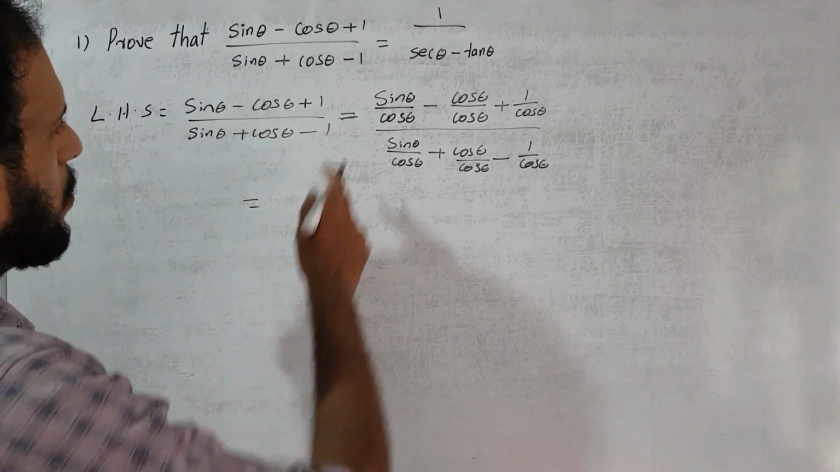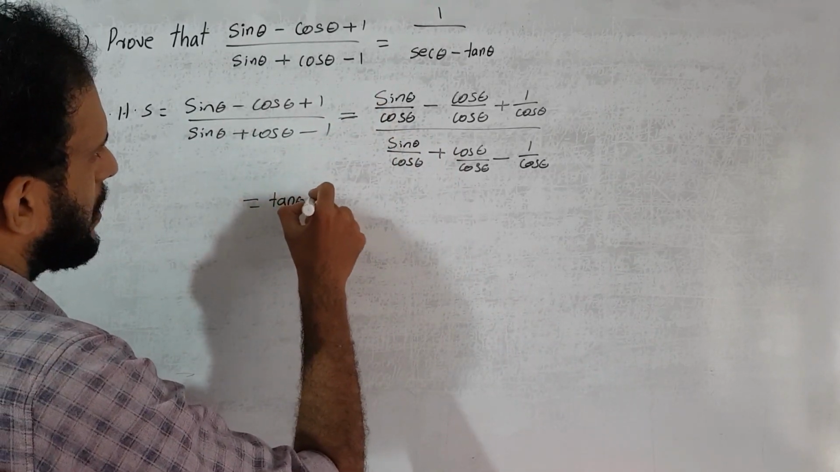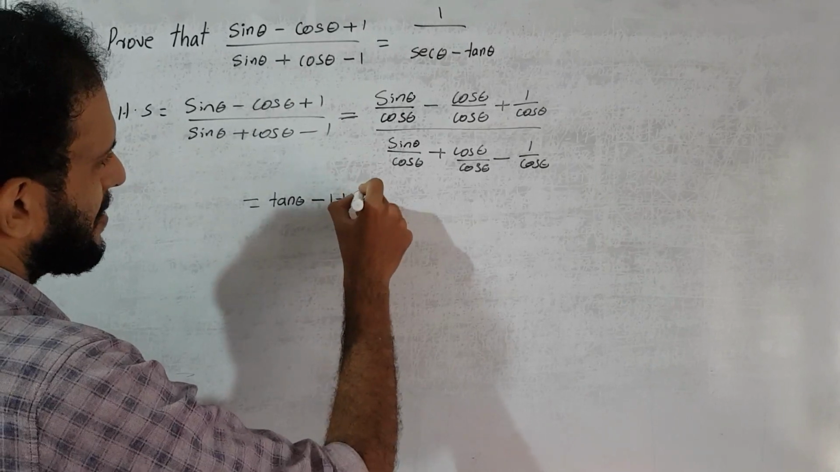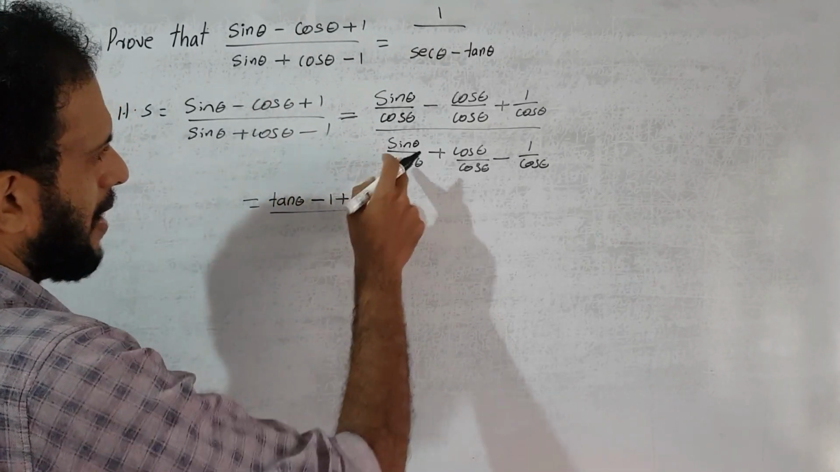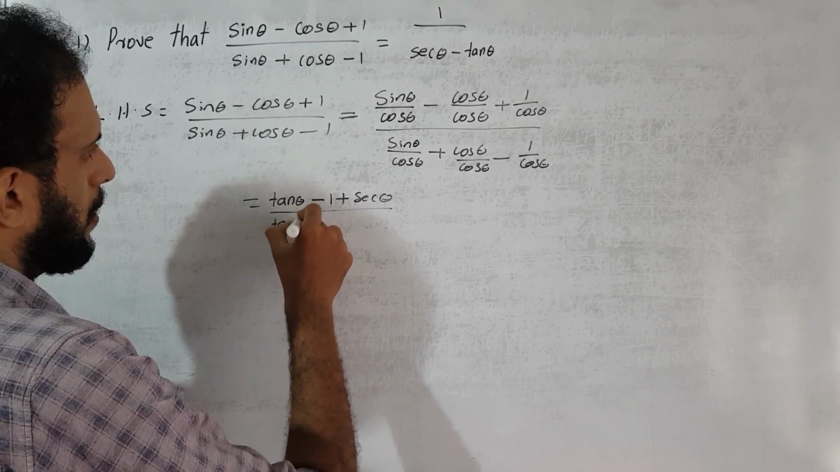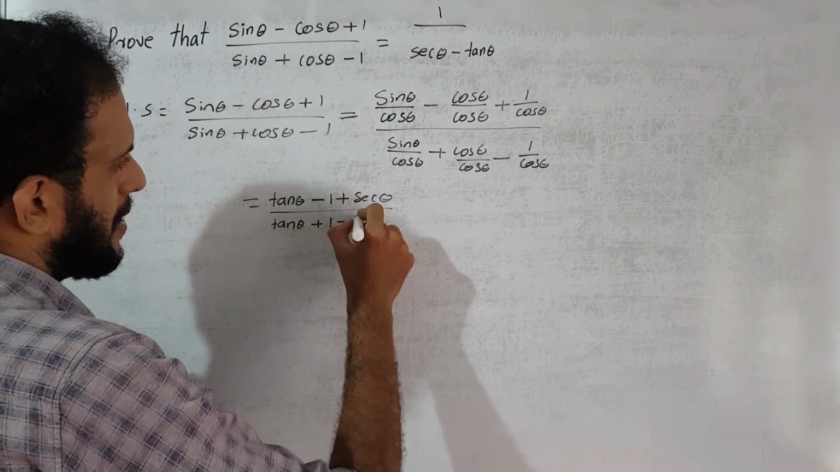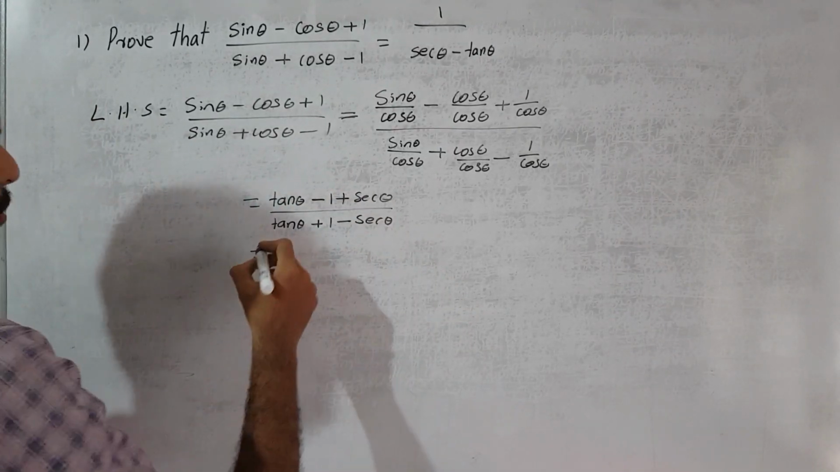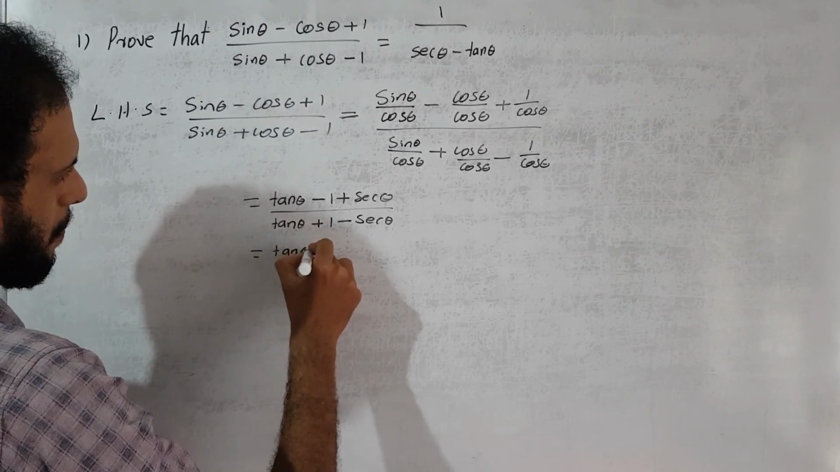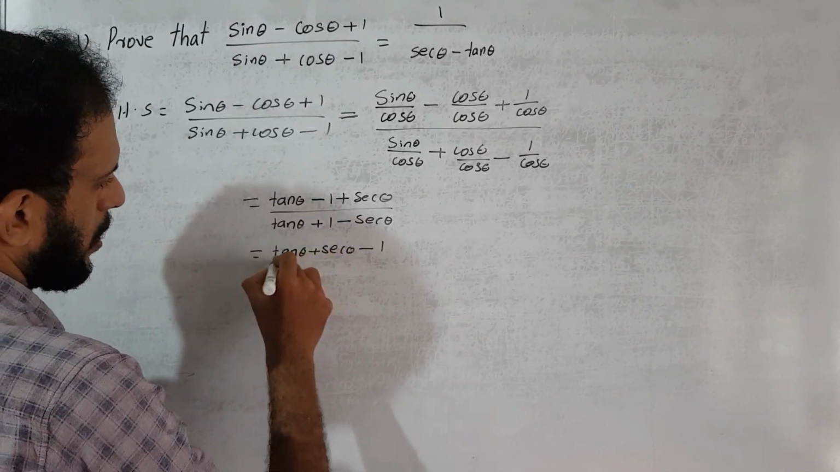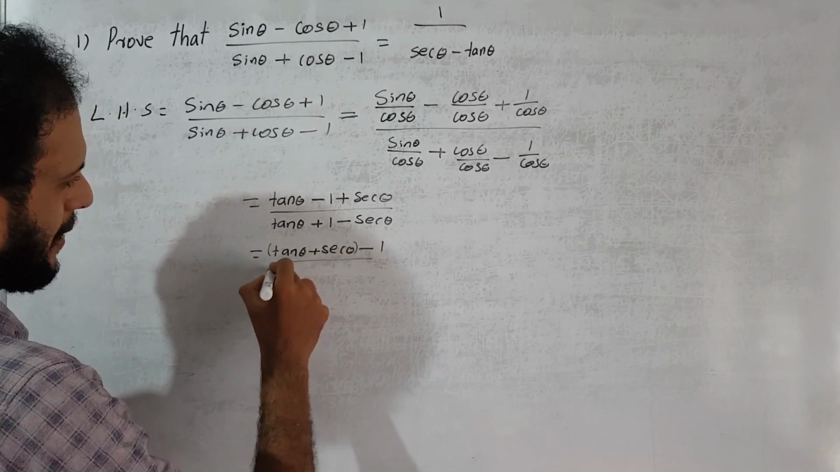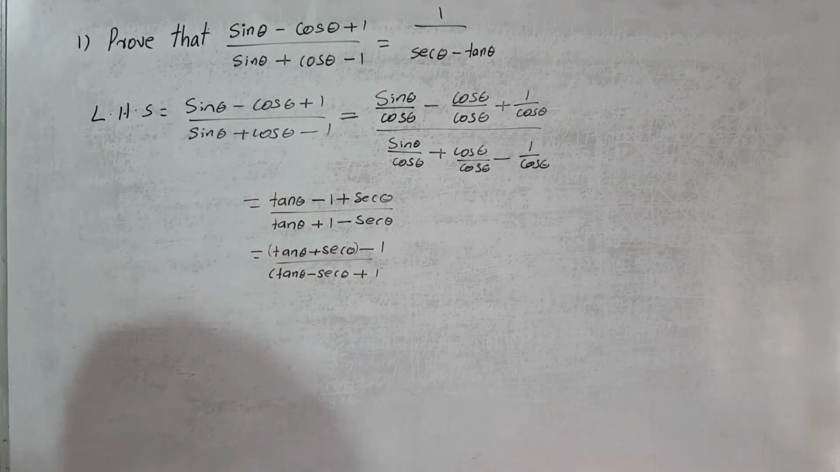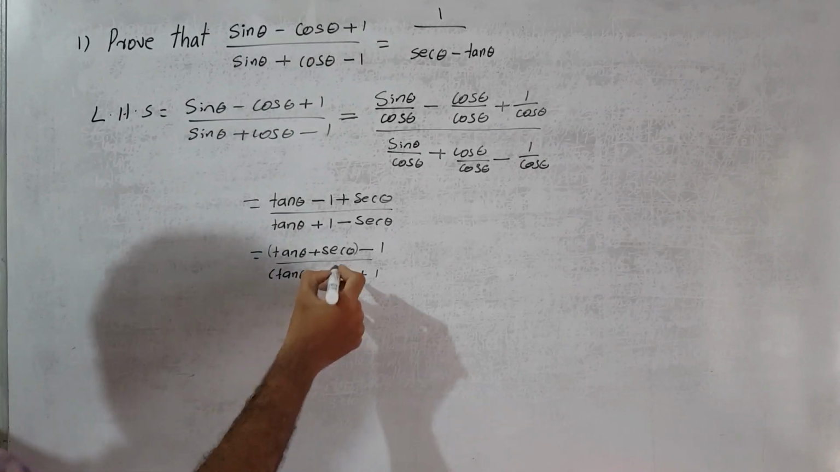Then what do we get? Sin theta by cos theta is tan theta. Tan theta minus cos theta by cos theta, which is 1, plus 1 by cos theta, which is sec theta, over sin theta by cos theta, which is tan theta, plus 1 minus sec theta. So we just rearrange the order, taking the ratios together. Then it is equal to (tan theta plus sec theta minus 1) by (tan theta minus sec theta plus 1).